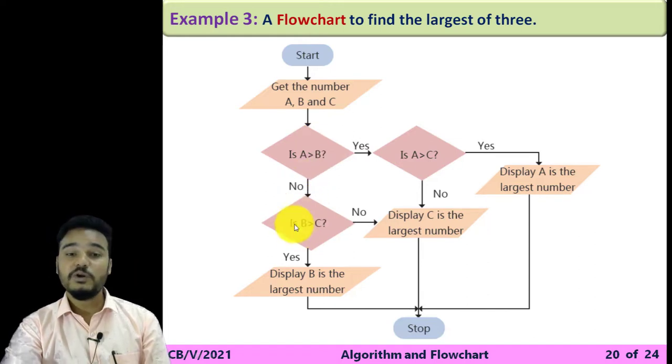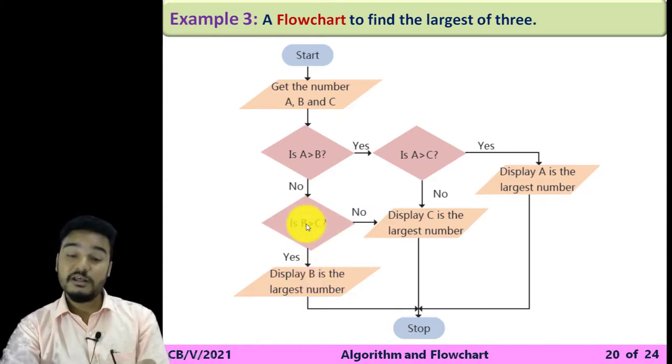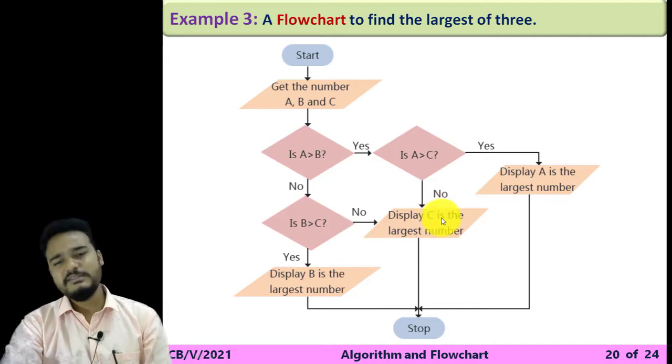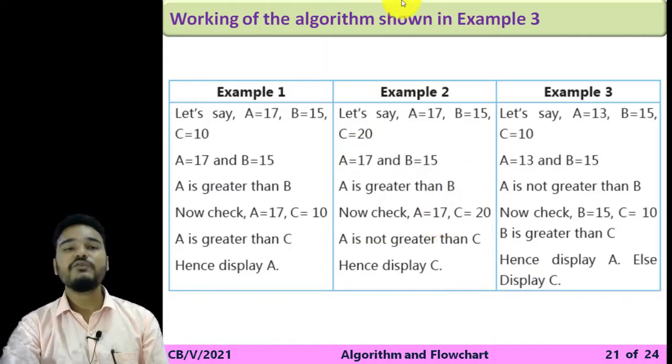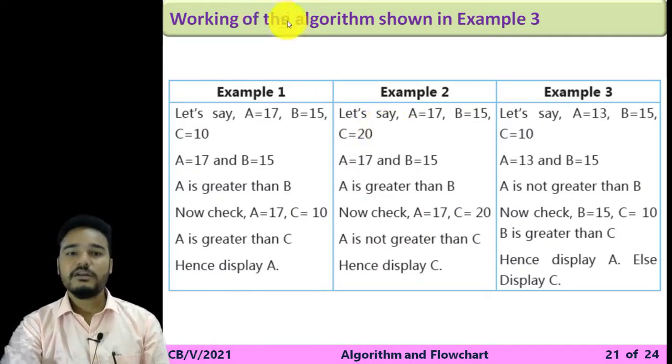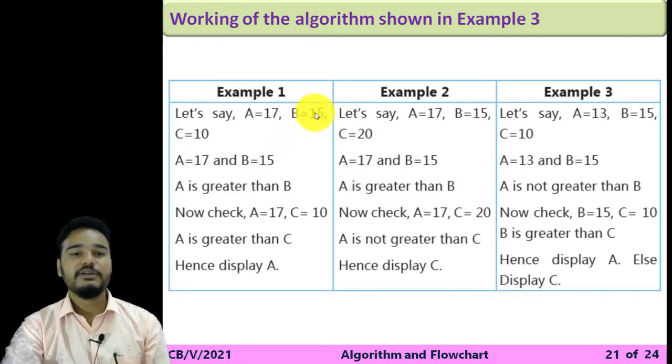But if A is not greater than B, what will happen? No, then we will compare B with C. If B is greater than C, display B is the largest number. But if B is not greater than C, display C is the largest. Simple, three steps were there. Now a few more examples are there for working with the algorithm, like 17, 15 and 10.